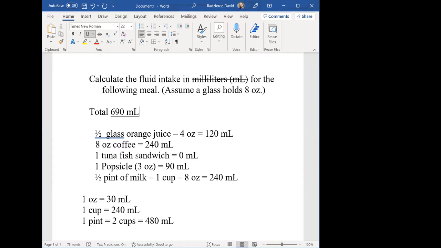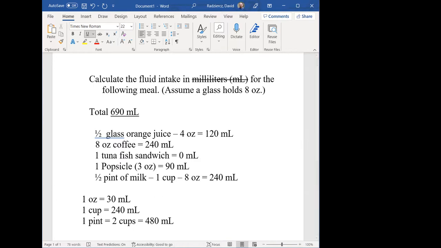But they're going to be like this. It's going to be like a popsicle. It's going to be like milk. They're going to give you the things. And what they're really trying to make sure they're testing you on is that you can convert cups to milliliters, pints to milliliters. And if you can do that, then you should be good to go.